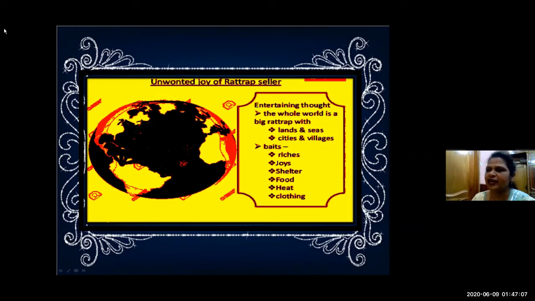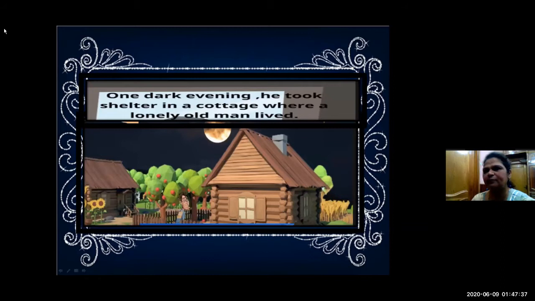And as in the rattrap the bait is cheese or pork or a piece of chapati, for human beings, in this rattrap which is the world for them, the baits are riches, joys, shelter, food, heat and clothing. Once a man is caught in this bait, he goes into the depths of it, and it is impossible for him to come out of this rattrap.